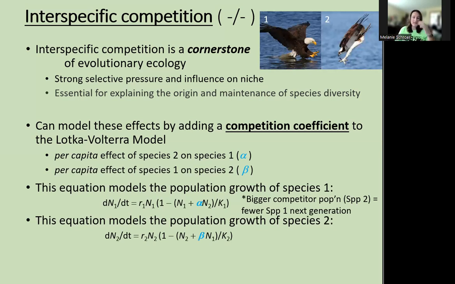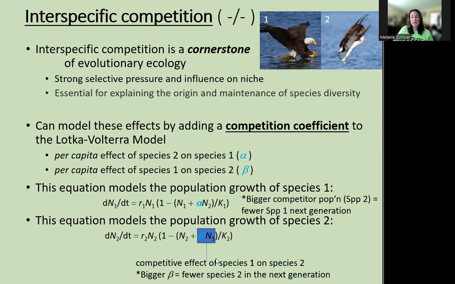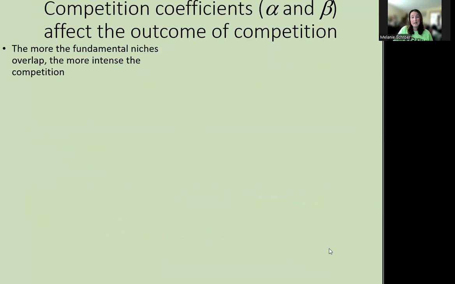We can do the same exact thing in reverse. So the population growth rate for species 2, the osprey, and this right here is what is important: the competitive effect of the bald eagles on the osprey. The bigger the coefficient, that is, the bigger the per capita effect of species 1, the bald eagle, the fewer osprey there will ultimately be in the next generation. The size of these competition coefficients can absolutely affect the outcome of the competition.